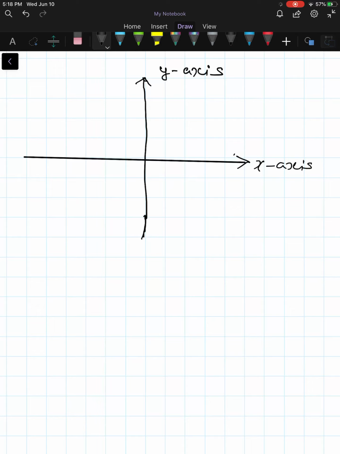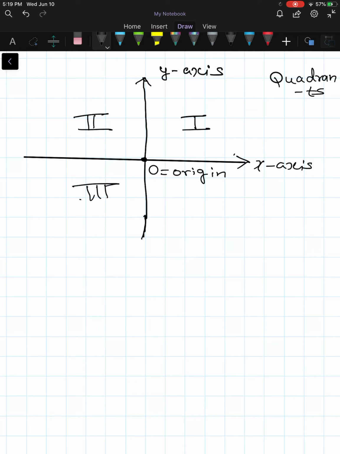These intersect at the value 0, which is called the origin. And these two lines will divide the plane into 4 regions. You can see that. Those regions are called quadrants. So this would be the first quadrant, this would be the second quadrant, third and fourth.